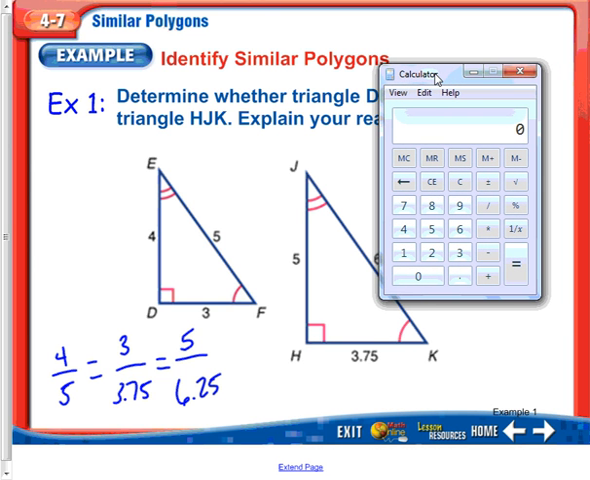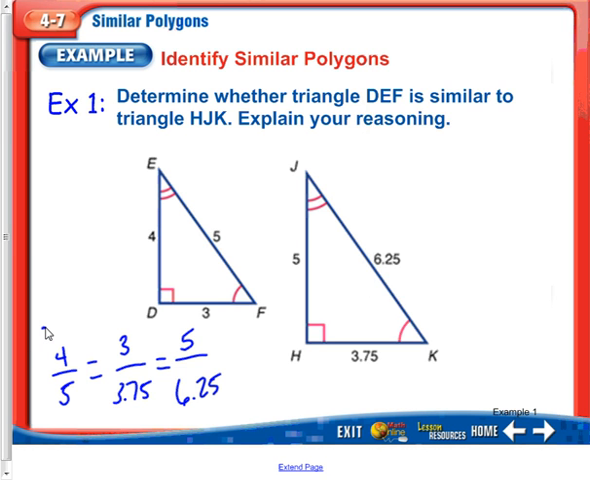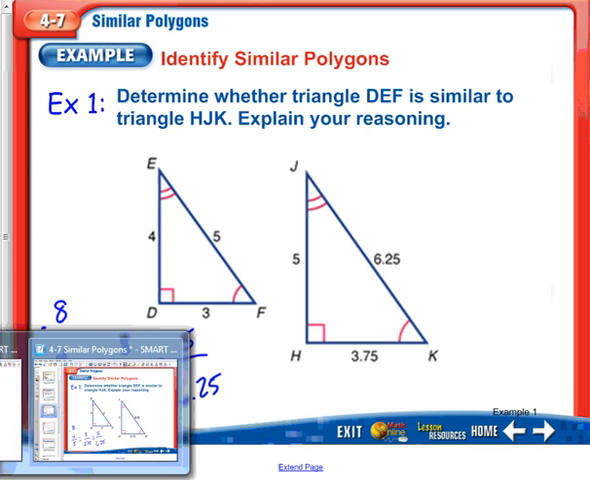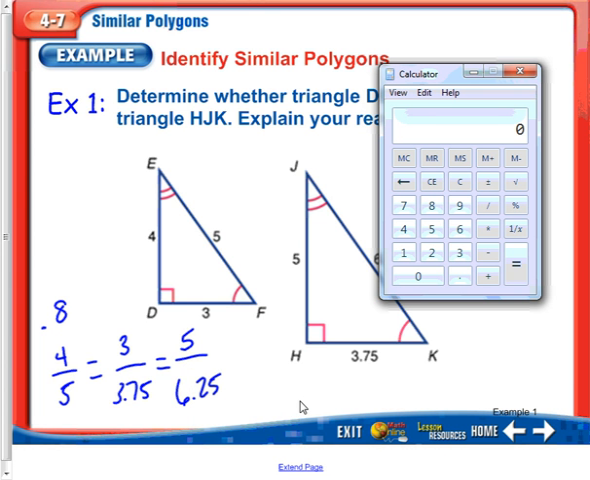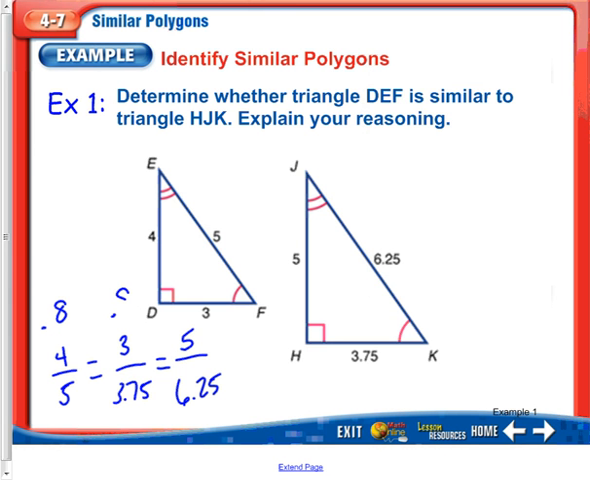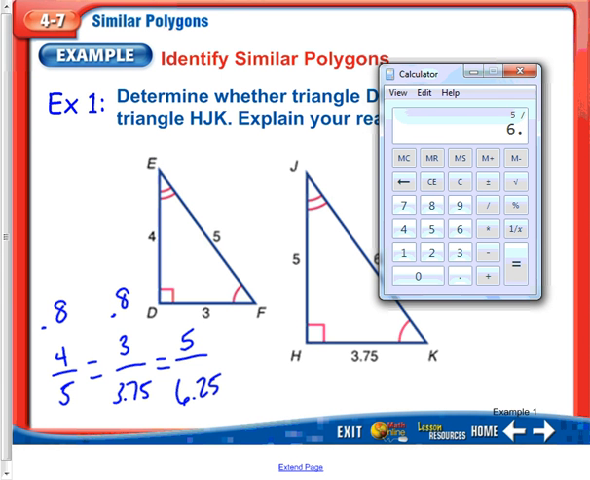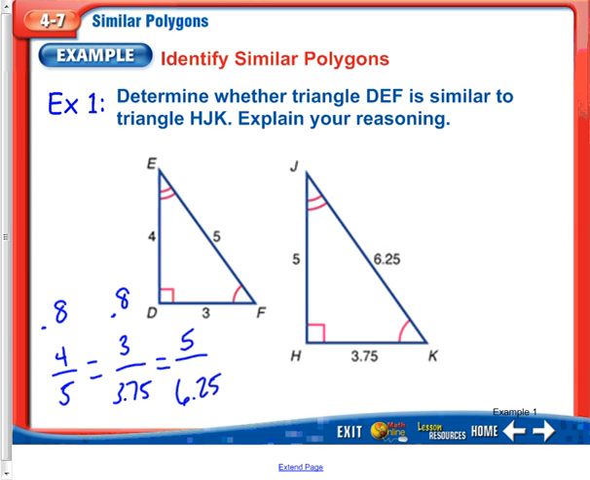And I know that 4/5 is going to be equal to 0.8, so I can write that down right away. It's going to be easier for me to determine if they're equal by finding their decimal equivalent. So 3 divided by 3.75, and that also equals 0.8. So if the last one equals 0.8, then I know that this is a similar triangle pair. So I need to do 5 divided by 6.25, and that also equals 0.8. So all of the ratios are equal to 0.8.